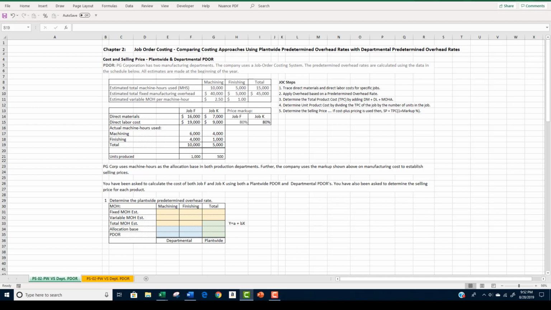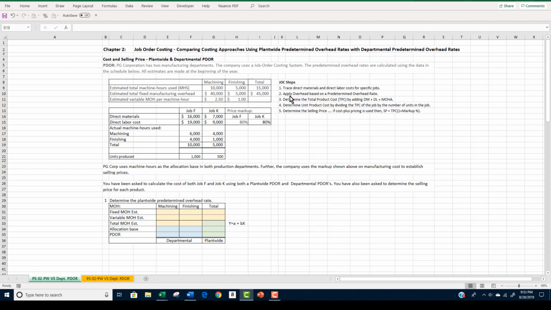Our problem involves the PG Corporation. The company has two manufacturing departments, machining and finishing. A job order costing system is used because of the uniqueness of its products. Total cost is determined by adding actual direct materials used to actual direct labor cost and then applying manufacturing overhead based on a predetermined overhead rate.